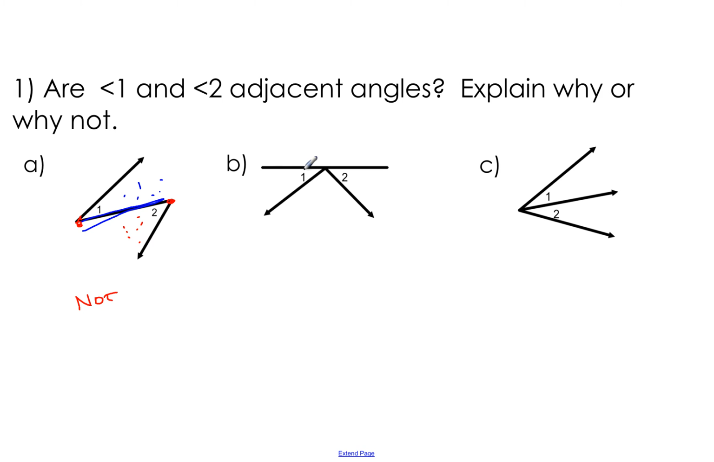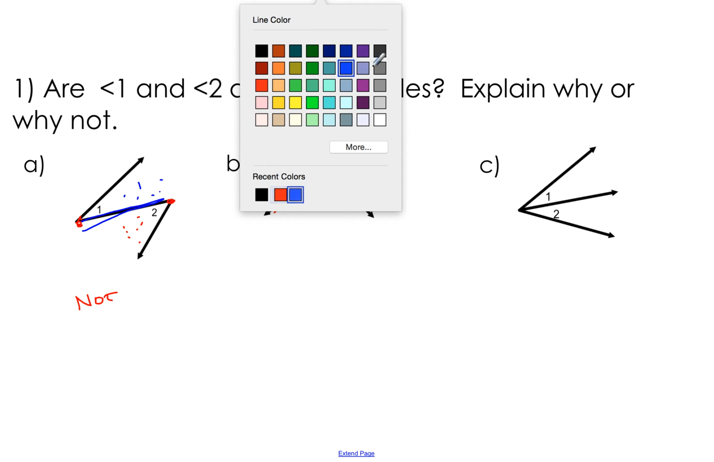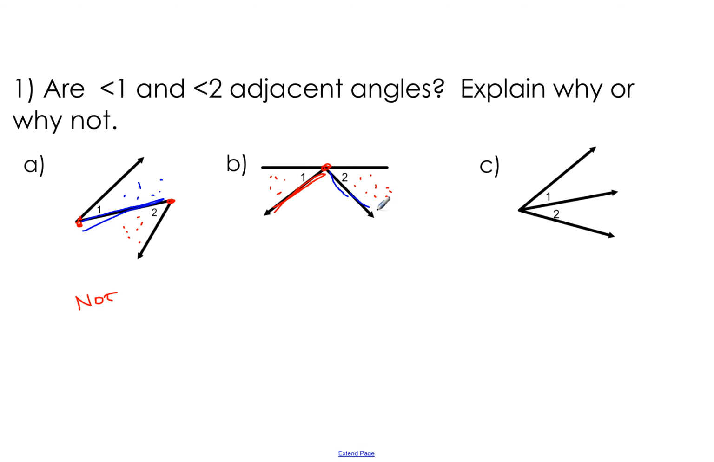Let's take a look at letter B. So it looks like the points in angle 1 are clearly different than the points in angle 2. It looks like they do have a common vertex, but the problem here is they do not share a common side. The sides are different. Here is angle 1's side, and here is angle 2's side.